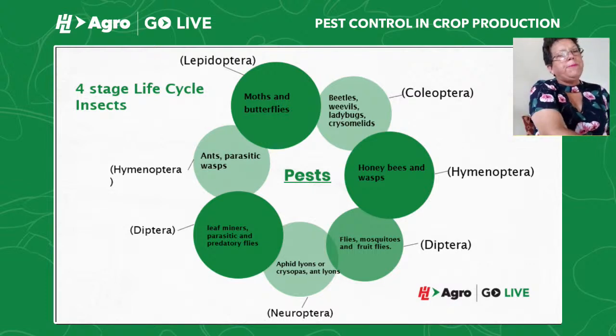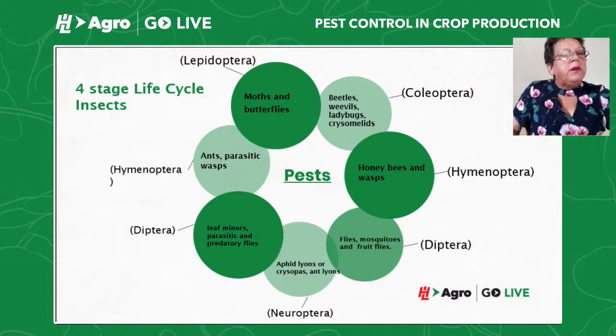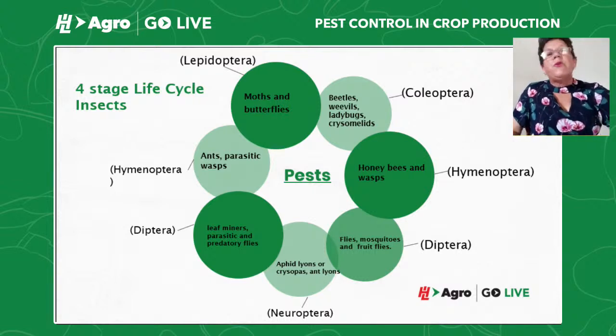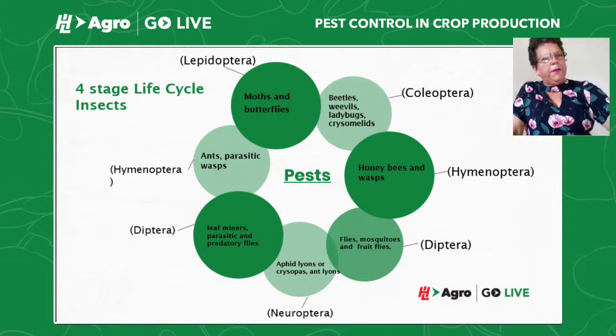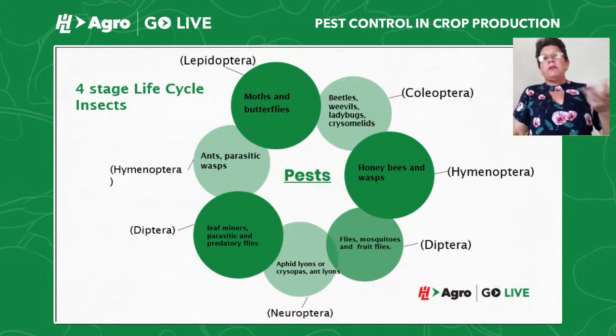Here we also have more Diptera, leaf miners, parasitoid, and predatory flies. We have parasitoid flies. They belong to a certain family, the tachinid family. They're very useful to control, especially Lepidoptera larvae. And within Hymenoptera, we also have ants and parasitic wasps. This is what we're showing. There's one more group at least that is not shown here, but is very important as predators and as natural enemies.